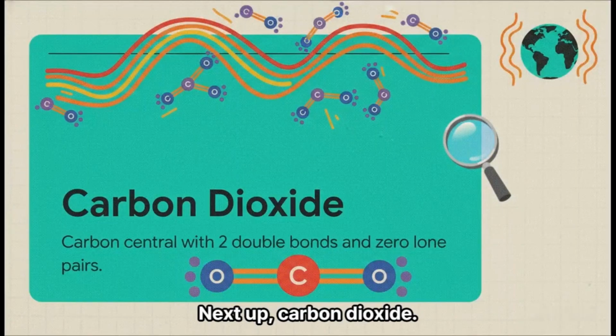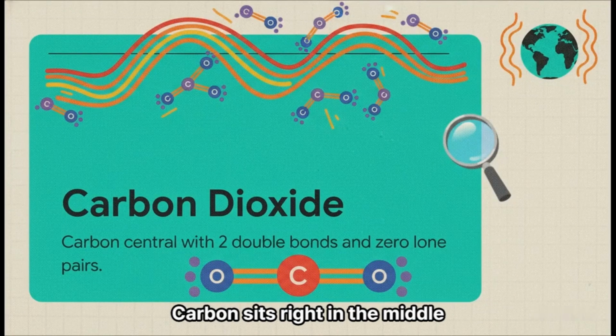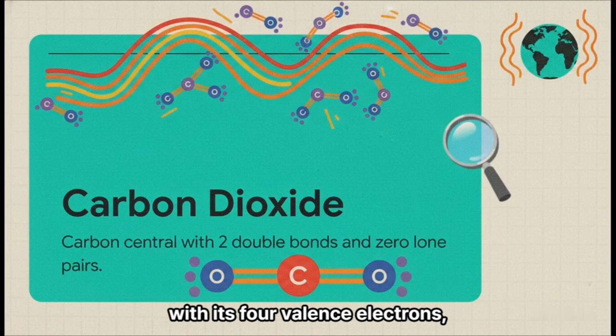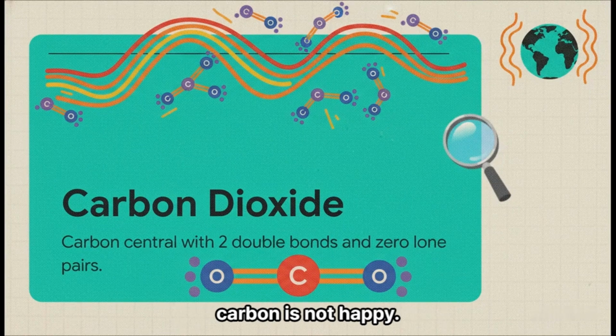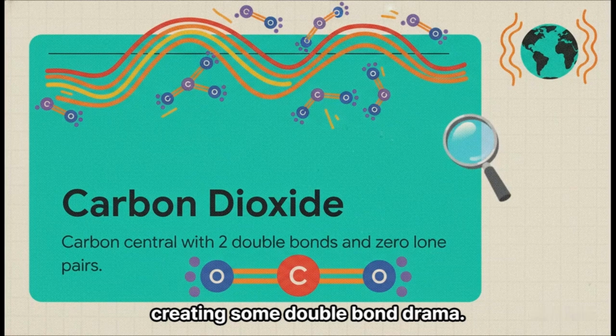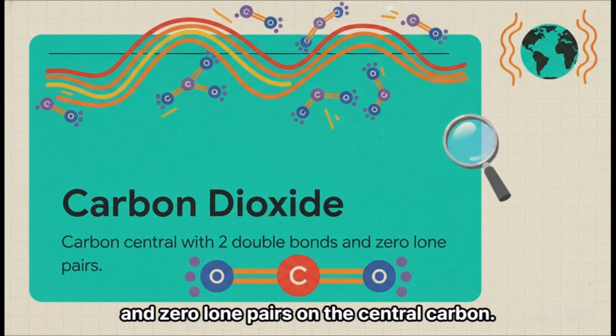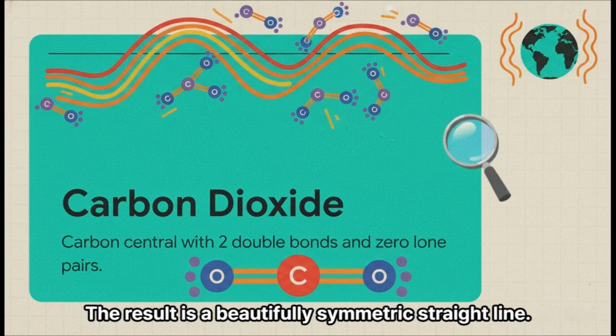Next up, carbon dioxide. Carbon sits right in the middle with its 4 valence electrons, flanked by 2 oxygens. But if we only use single bonds, carbon is not happy. It doesn't hit its octet. So the oxygens have to promote some of their lone pairs, creating some double bond drama. We end up with 2 double bonds and 0 lone pairs on the central carbon. The result is a beautifully symmetric straight line.